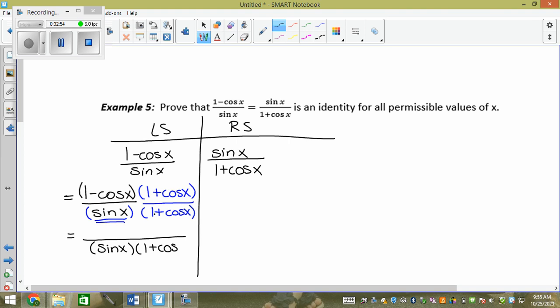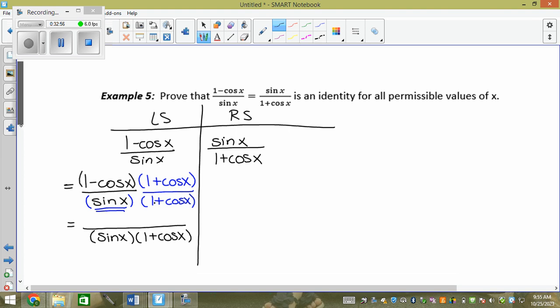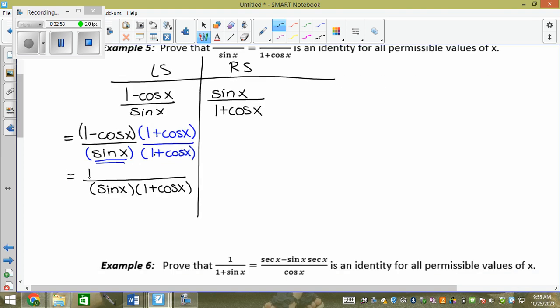And on the top, in the numerator, what am I going to get? Well, 1 times 1 is 1. Then I get negative cos x, positive cos x. What happens with those? They cancel. When you multiply by conjugates, your middle terms cancel. That's the point of multiplying by conjugates. And then our last term, negative cos times cos, is negative cos squared x. Guys, what's 1 minus cos squared x the same as? Sine squared x.